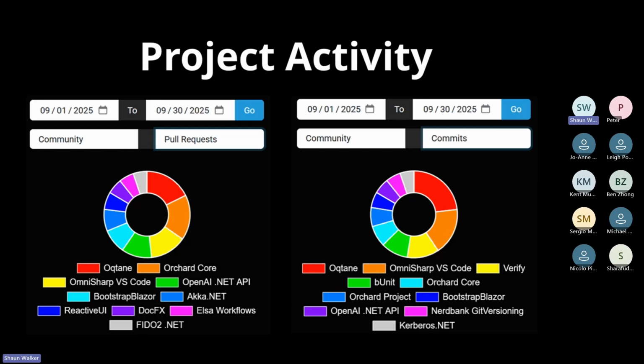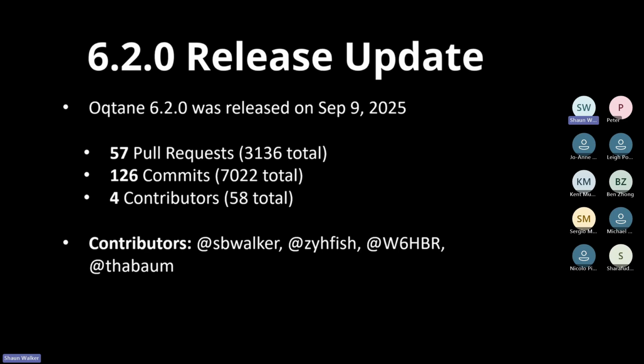I was quite happy to see that for the month of September, Oqtane was actually the most active community project that was part of the foundation. It had the most pull requests in the month of September and the most commits. So a very active month for Oqtane, and that'll be represented in the next couple of slides in terms of the releases. We actually had 2 releases in September.